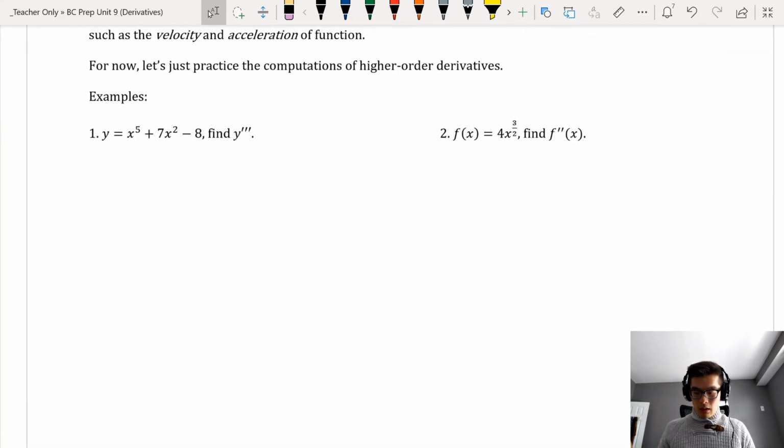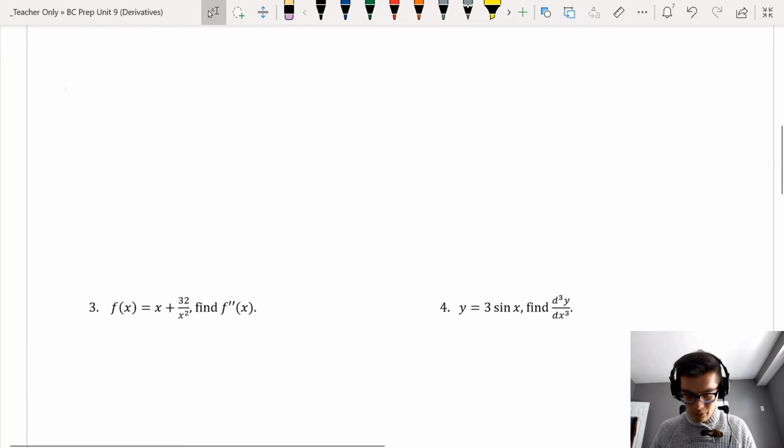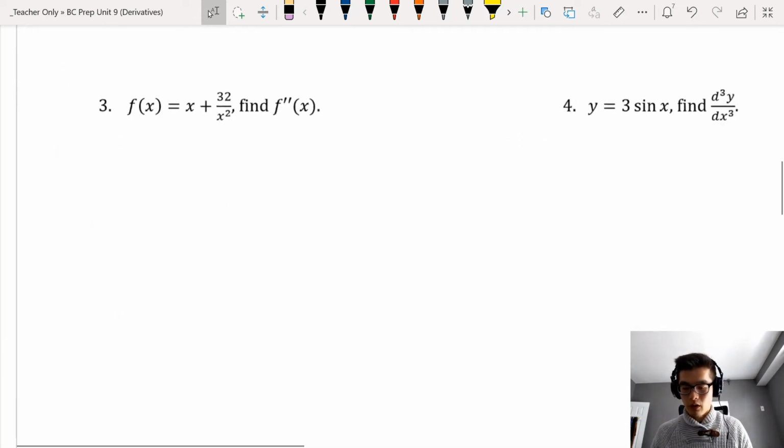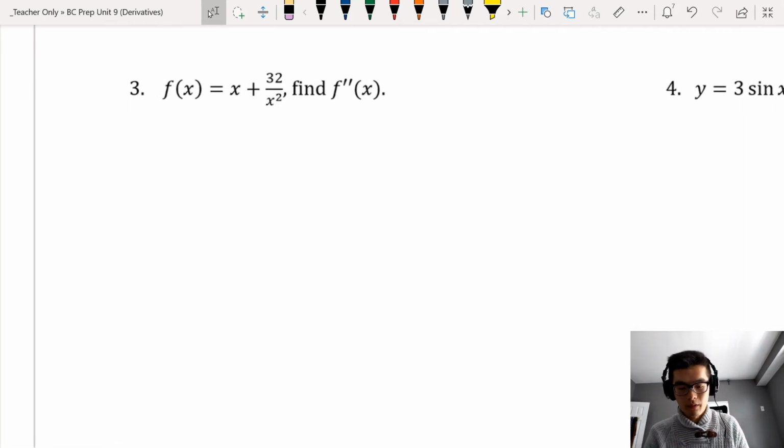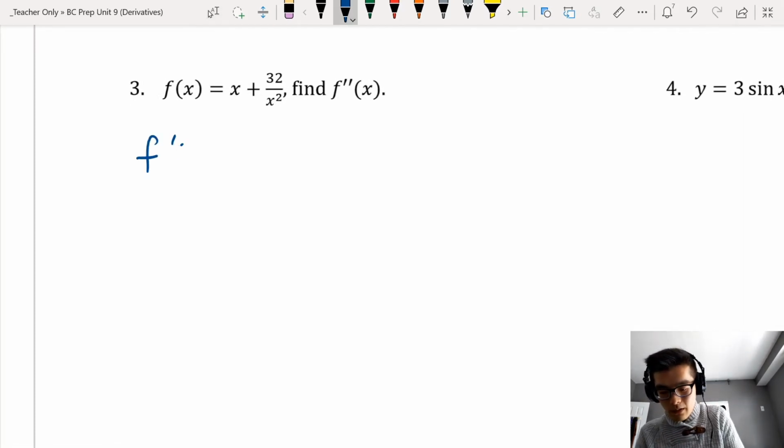So let's go and pick a couple of these here. Number one's fairly straightforward, so I'm going to pick one that might be a bit more tedious here. Let's pick number 3. That's actually a really good one to start off with. So number 3, we're going to start off with the first derivative. We want to find the second derivative. So to find the second, you need to find the first. So to find the first derivative, we're going to take the derivative of these two terms here, separately. Derivative of x is 1.